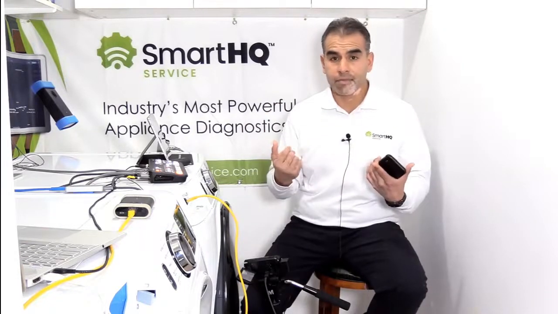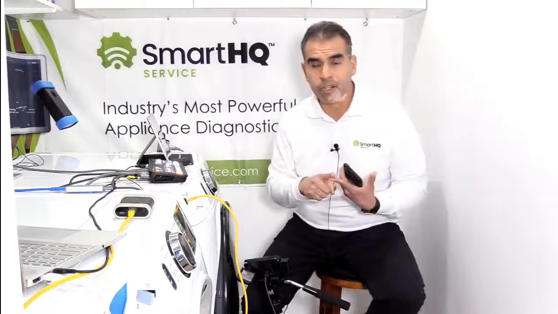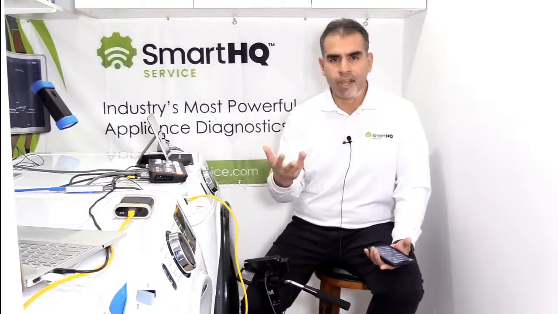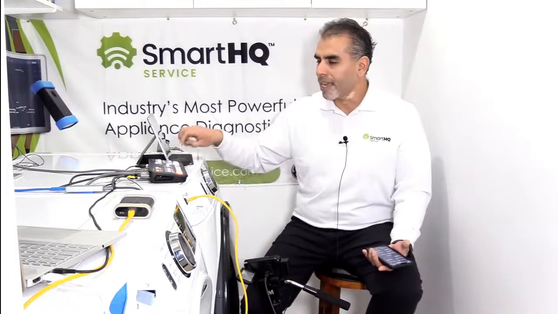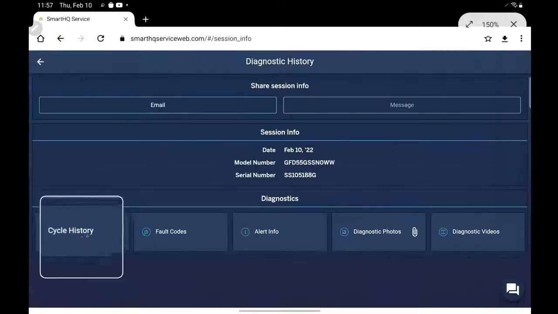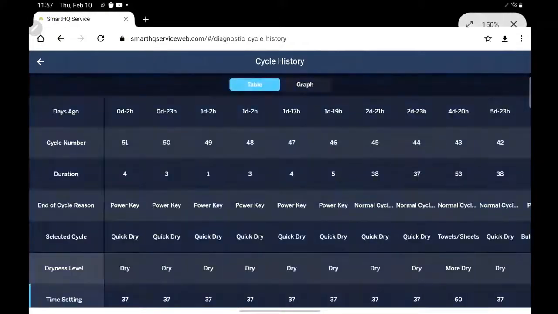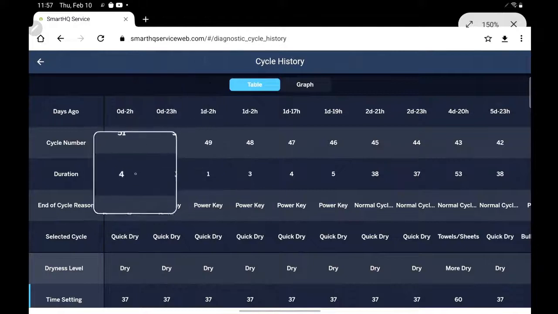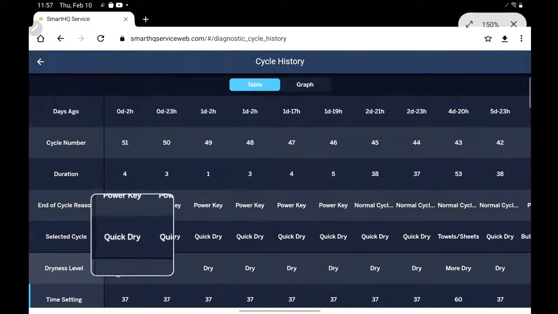Vice versa, let's say you have a technician that's really good electrically. They can do all the measurements and repair anything, but they're not able to explain to their customer what's going on with the product. Again, going back to this, not only can you see the pictures, but you can also see the cycle history parameters. So in this case, this is the dryer. I can see the cycle number, how long ago that cycle took place, the duration time, what cycle the customer selected.